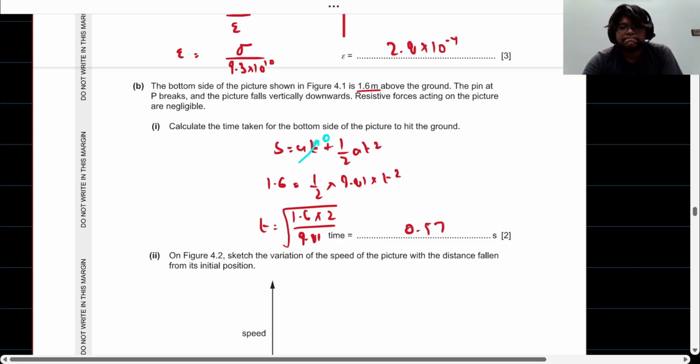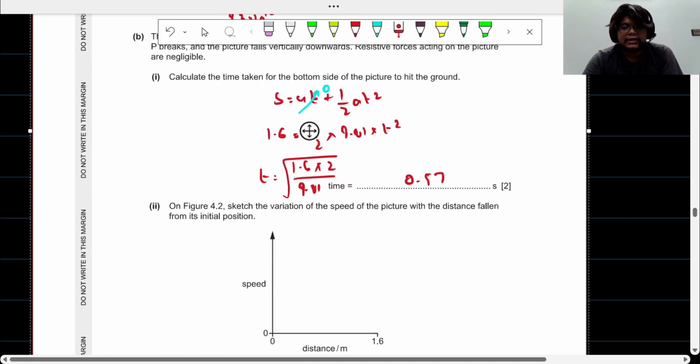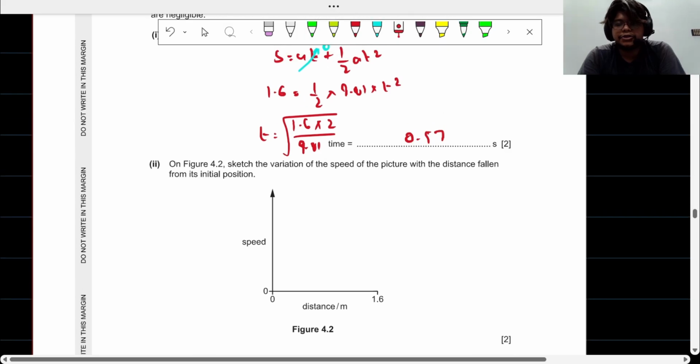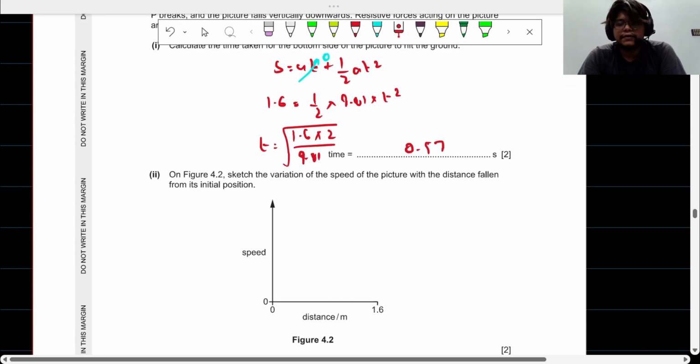Then it says on figure 4.2, sketch the variation of the speed of the picture with the distance fallen from its initial position. Now, this is something new. We have drawn graphs for speed and time, distance and time.